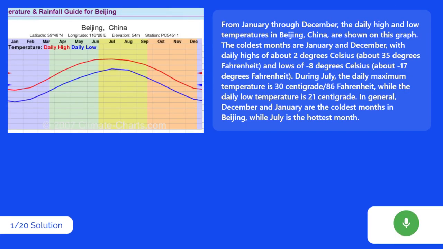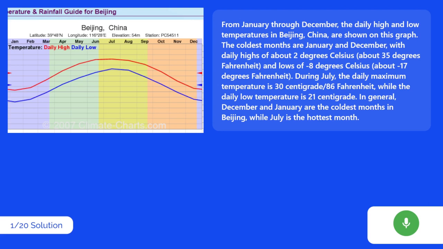From January through December, the daily high and low temperatures in Beijing, China, are shown on this graph. The coldest months are January and December, with daily highs of about 2 degrees Celsius, about 35 degrees Fahrenheit, and lows of minus 8 degrees Celsius, about minus 17 degrees Fahrenheit.